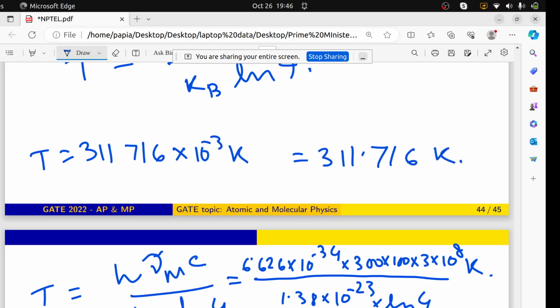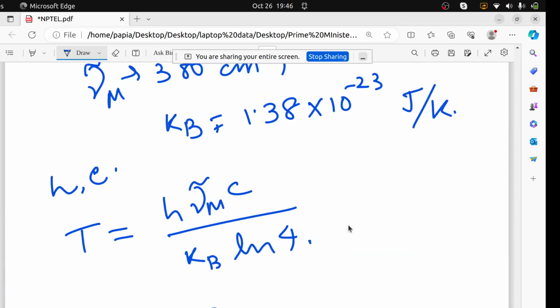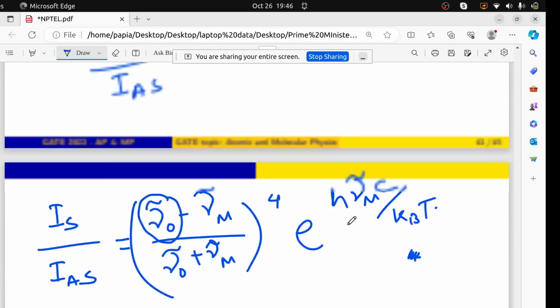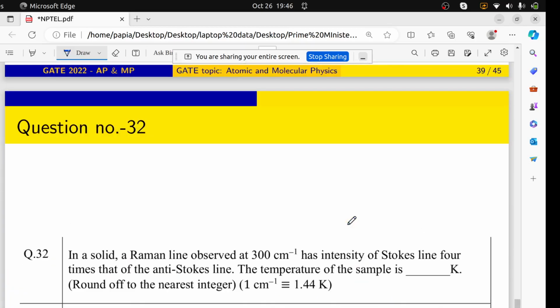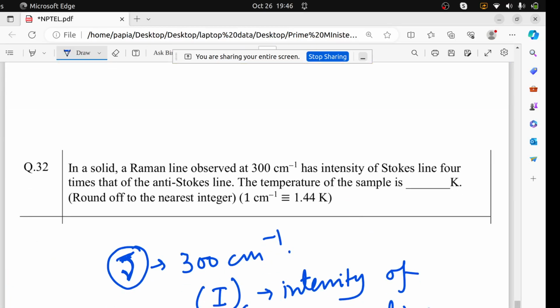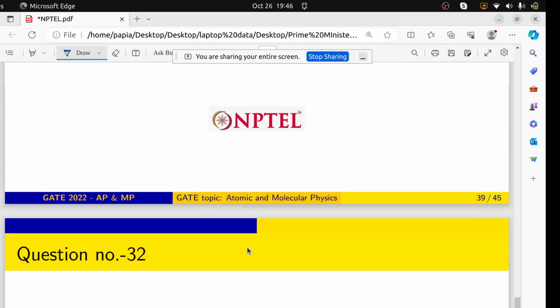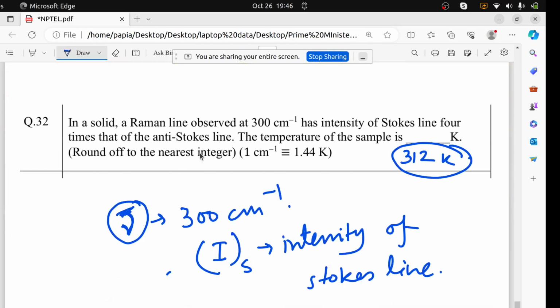So the answer will be 311.7 Kelvin, or you can say 312 Kelvin. I think they are asking to round off to the nearest integer. So that means 312 Kelvin. This one will be the answer for the question.